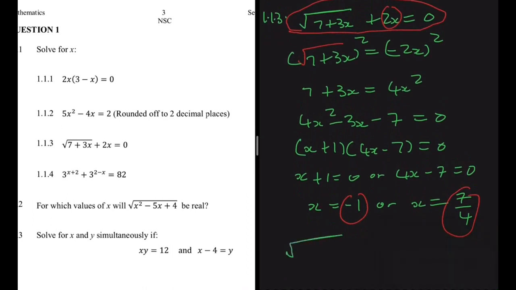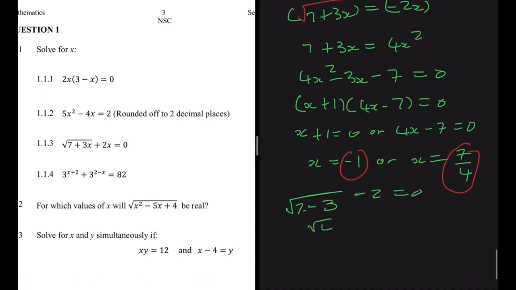So again, let's have 7 plus 3. In place of x, let me put minus 1. So this will just be minus 3, right? And then 2x when x is minus 1, so this will be minus 2, being equal to 0. So you can see here we have the square root of 4 minus 2, so this will be 2 minus 2, which is equal to 0. So it seems like this one works.